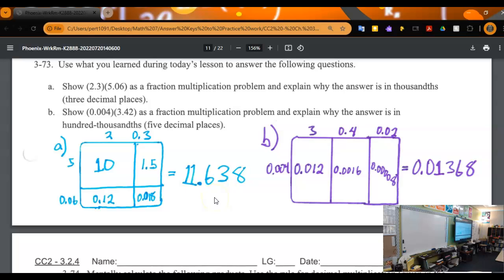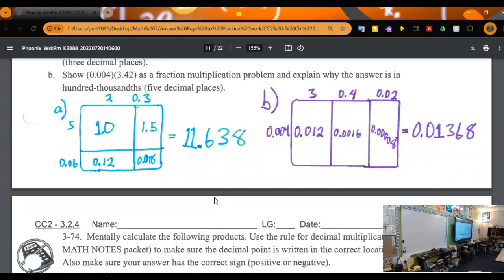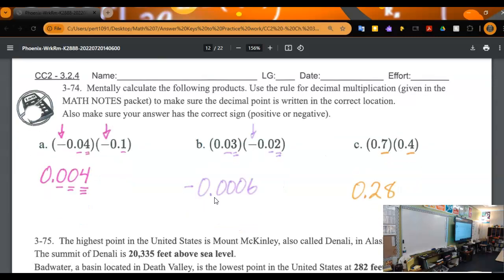Questions on 73? 74, we don't need those boxes because it's just decimal times decimal. They're single digits, right? Like the numbers I need to worry about. The zeros don't really count. Those count as decimal places. But what's a negative times a negative? Positive. What's 4 times 1? 4. How many decimal places? 3. So we make sure we give it 3 decimal places. Questions on 74?